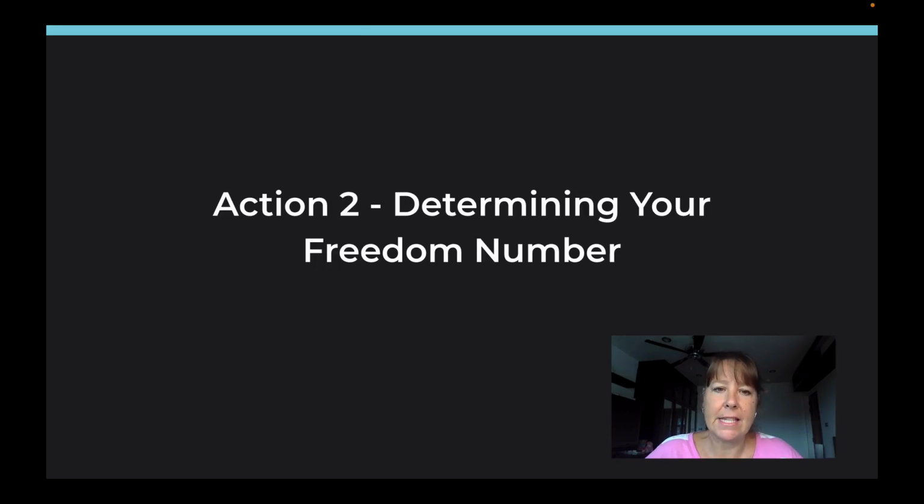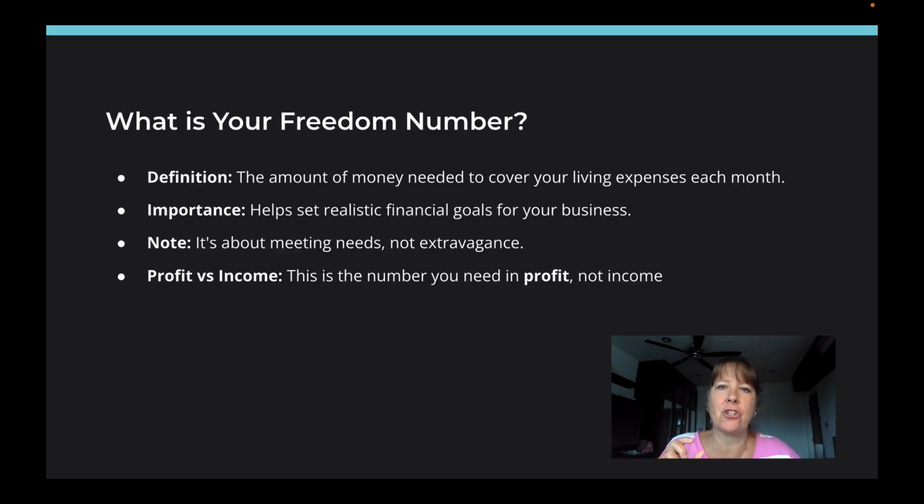Okay, so in this exercise, we are going to be trying to determine your freedom number. By freedom number, what I mean is your financial freedom profit goal. This is the amount of money you need to cover your living expenses each month. This is less about extravagance. That will come later. It's more about what you actually need to be free, and then you can add whether you want to buy a yacht or a helicopter or a villa or whatever. But right now, it's what do you actually need to be financially free and live the kind of life that you want to live. And this number is profit, not income.